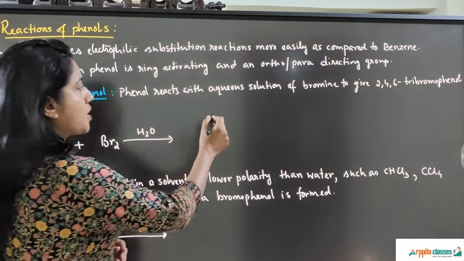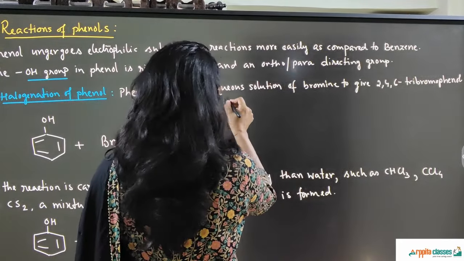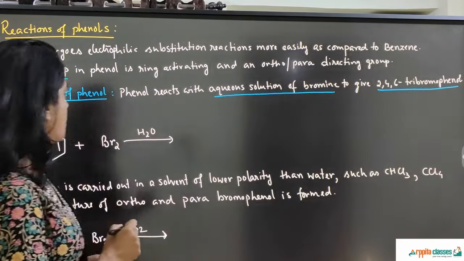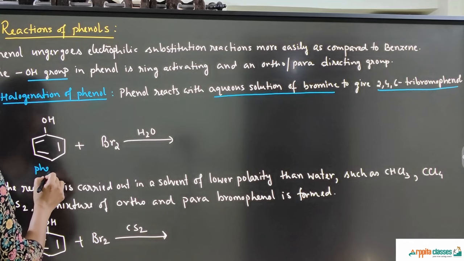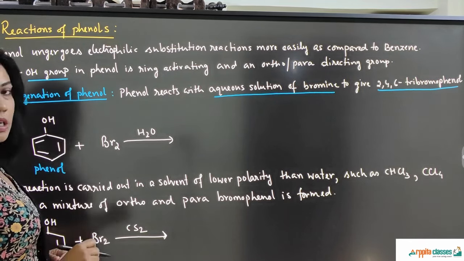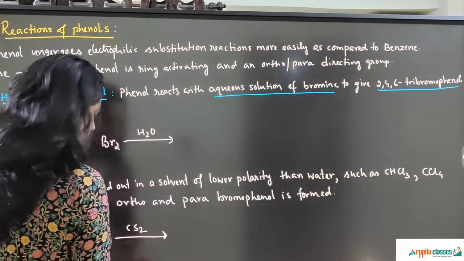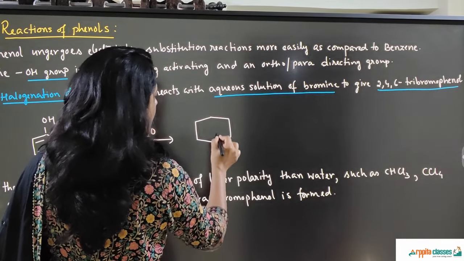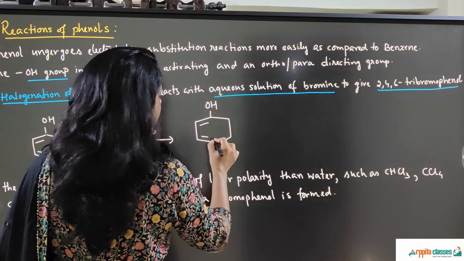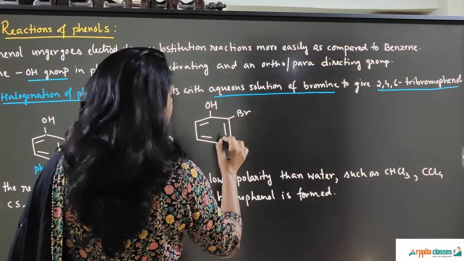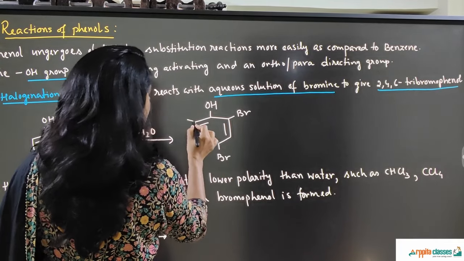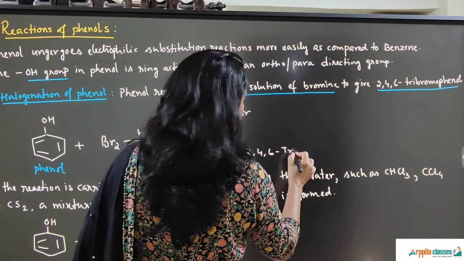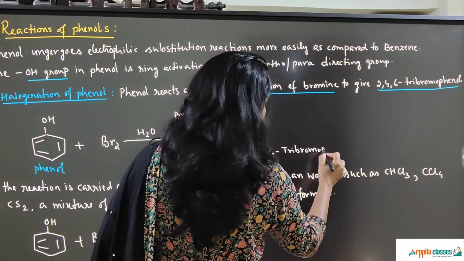When phenol reacts with an aqueous solution of bromine, it gives 2,4,6-tribromophenol. This is my phenol. This is treated with bromine in water, the aqueous solution of bromine. We get 2,4,6-tribromophenol. So the product will be, this is my phenol, the bromine will get attached to the 2nd position, the 4th position, and the 6th position. So this is called 2,4,6-tribromophenol.